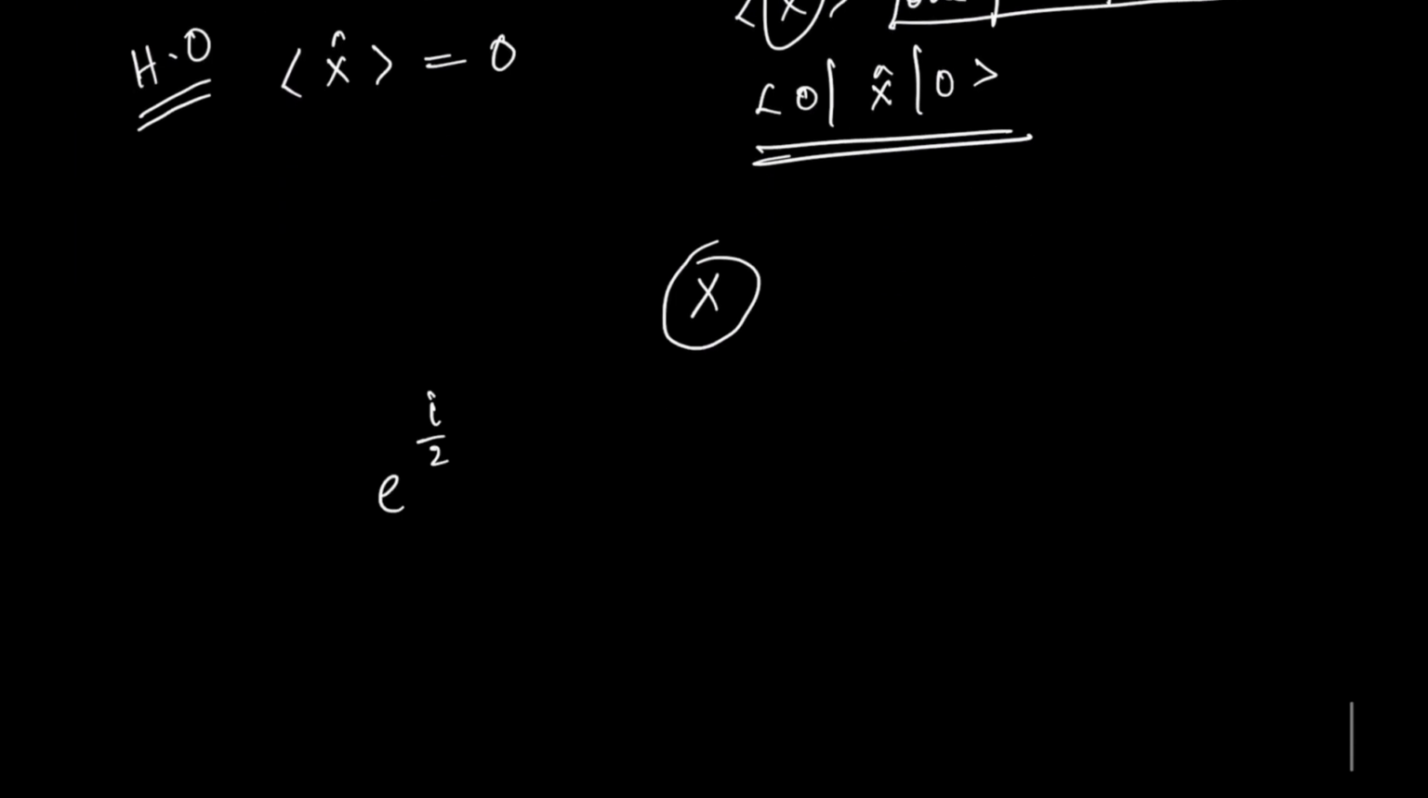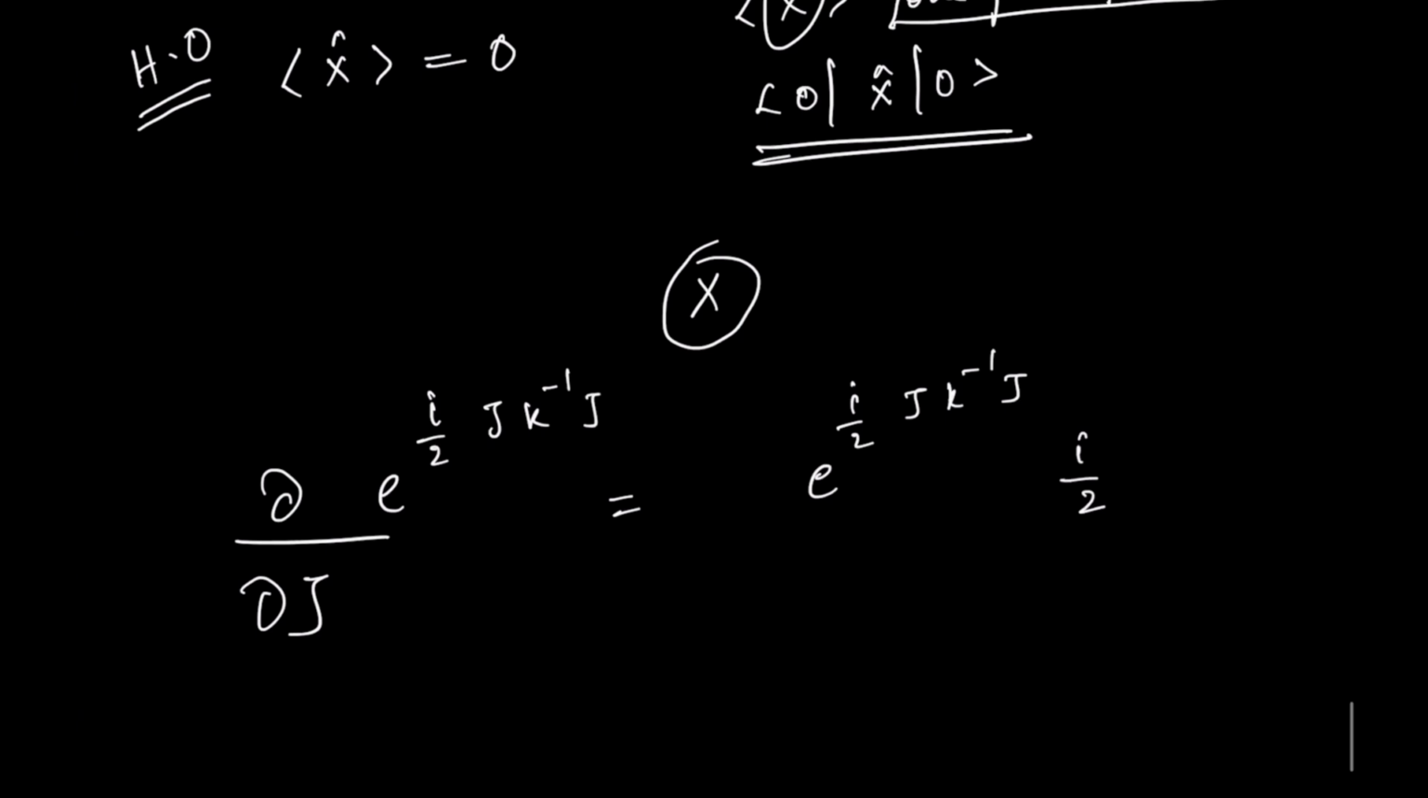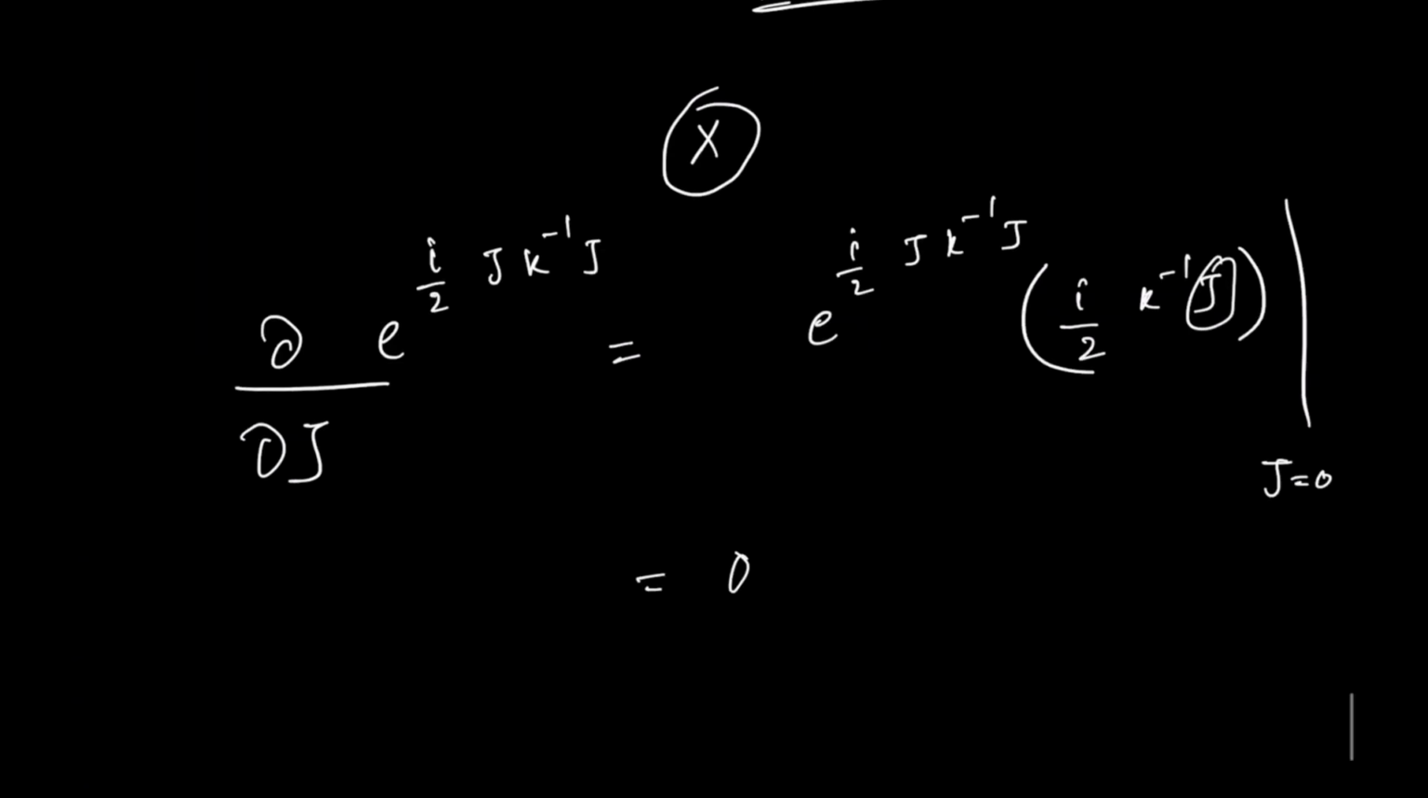So exponential of i by 2 J K inverse J. If I am taking the derivative with respect to J, then I will get e raised to i by 2 J K inverse J, then i by 2 K inverse J will come here. And then when I finally put J equal to 0, here there is a J present, and therefore this will go to 0. So the 1 point function of x in vacuum will always be 0, because to get the 1 point function we have to take one derivative with respect to J, and that will bring down one factor of J, and finally when you set J equal to 0, the 1 point function automatically goes to 0.